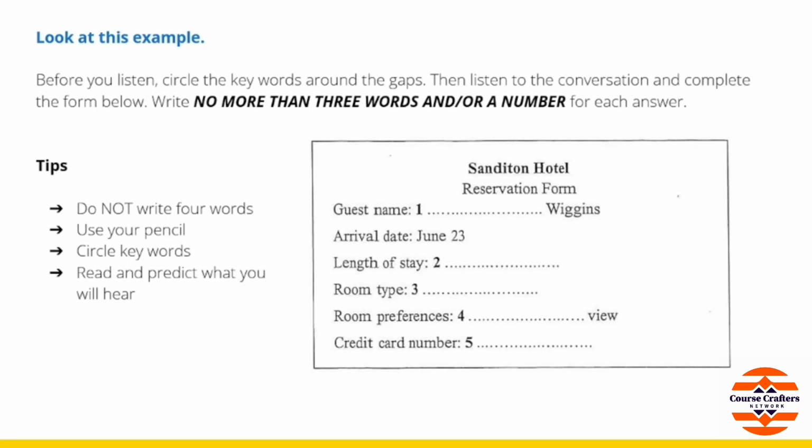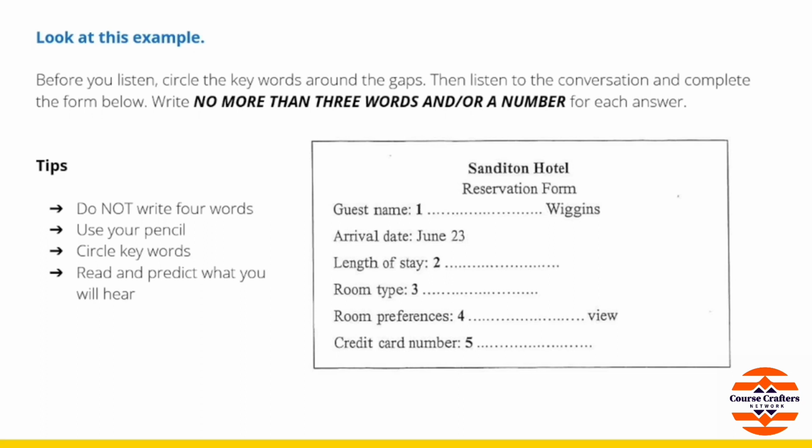Then we have room type. So room type, it's like logically you can ask yourself, what kind of room types do hotels have? So think about that and be prepared to listen for this type of information.